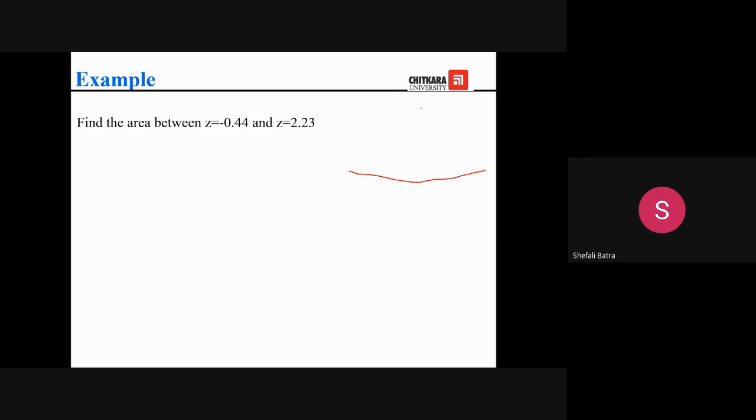This is your z-axis and I am drawing this normal curve over here, right? So z is minus 0.44. So you will be highlighting this point on the left side, minus 0.44, and highlight this point here, 2.23. So you need the area, this area. Find the area between, so you will be finding the value of this area.